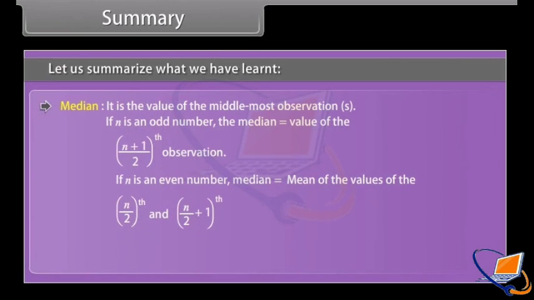Median. It is the value of the middlemost observation. If n is an odd number, the median is equal to the value of the (n plus 1) whole upon 2th observation. If n is an even number, the median is equal to the mean of the values of the n upon 2th and (n upon 2 plus 1)th observations. Mode. The mode is the most frequently occurring observation.